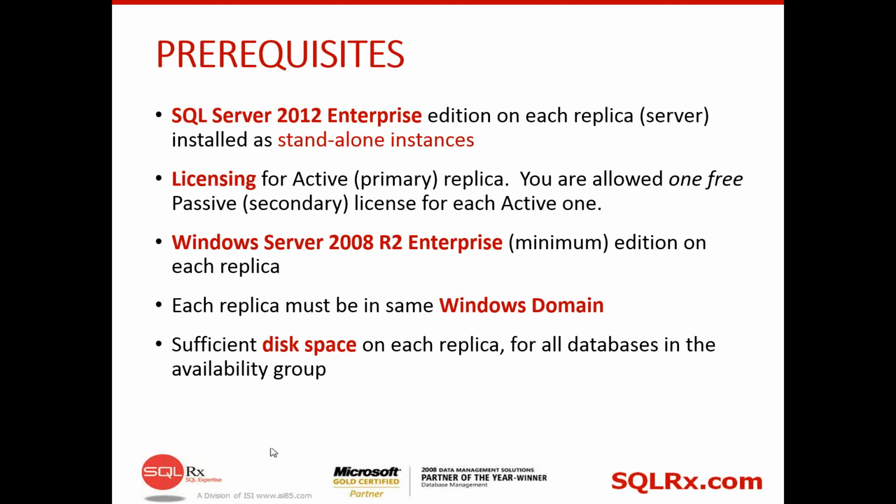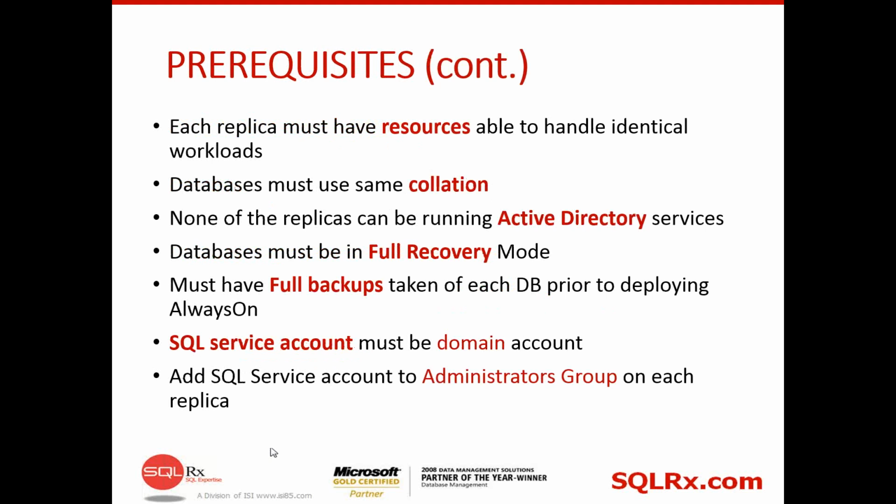All right, each replica must be in the same Windows domain. They have to be able to communicate with each other. And sufficient disk space on each replica. Now, you don't have to have identical hardware, but you do need sufficient disk space to hold all of your databases and to account for the growth of those databases. On that same token, you need sufficient resources on each of your replicas to handle the same workload. It doesn't have to be identical hardware, but it's got to be able to handle the same amount of work.